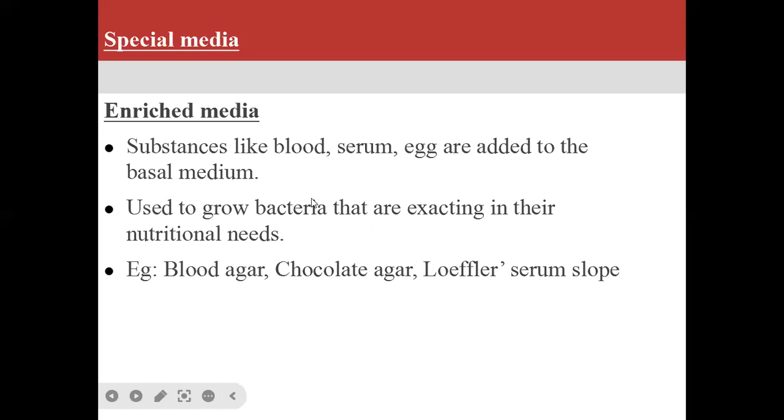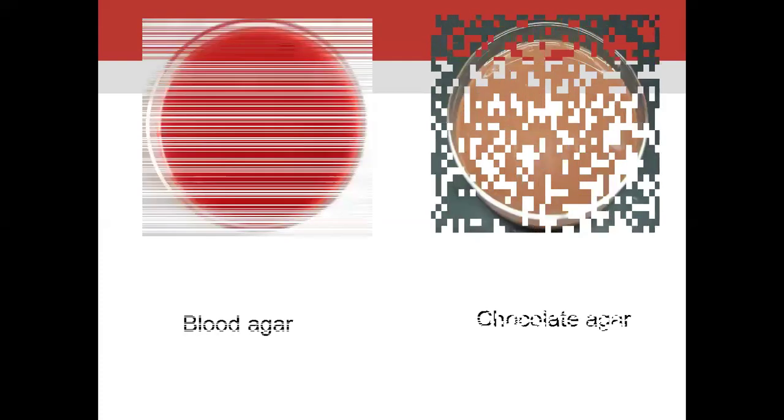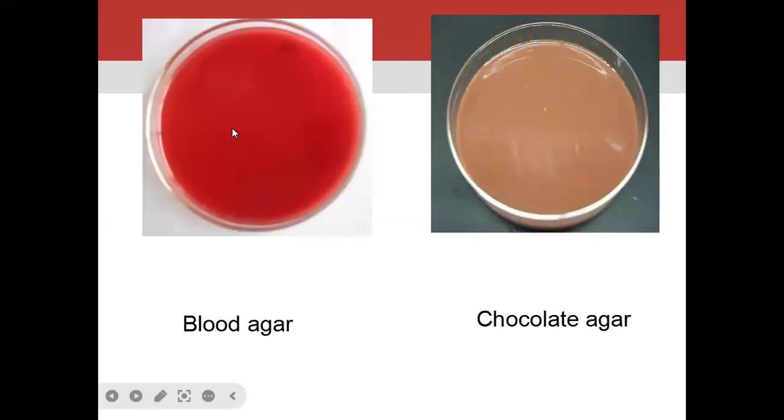So what is the purpose of enriched media? It is used to grow bacteria which are exacting in their nutritional needs. Examples: blood agar, chocolate agar, and Loeffler serum slope. So if you see, this is the blood agar. Blood is added to molten nutrient agar at 45 degrees centigrade. Generally 5 to 10% sheep blood is used. Sometimes we can use horse blood also. And blood agar is the most widely used culture medium in the microbiology laboratory.